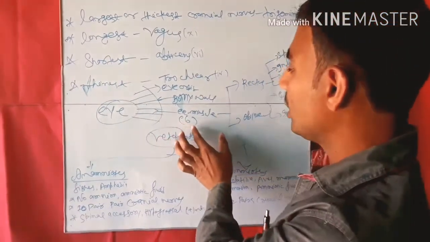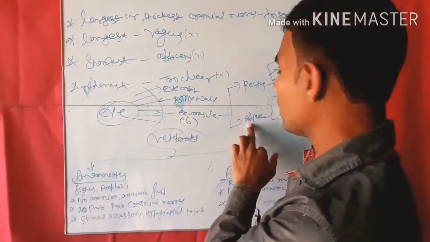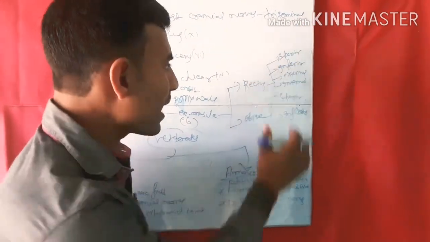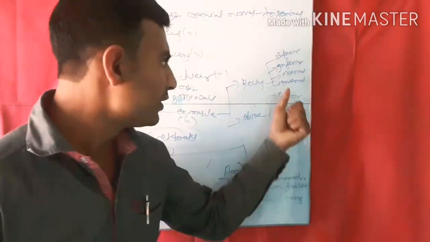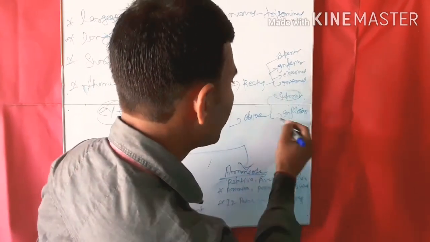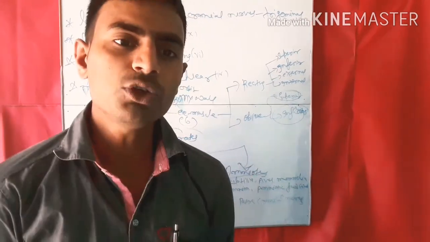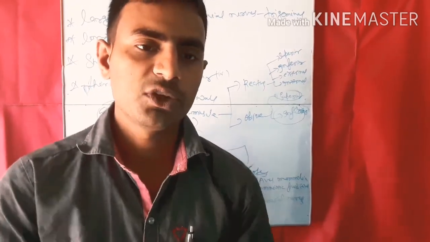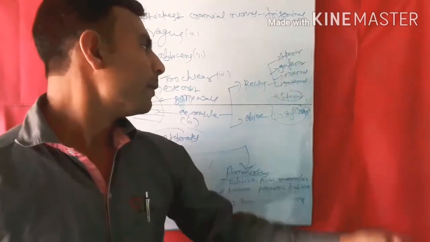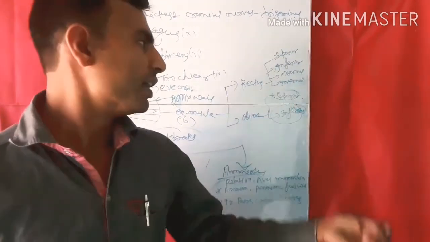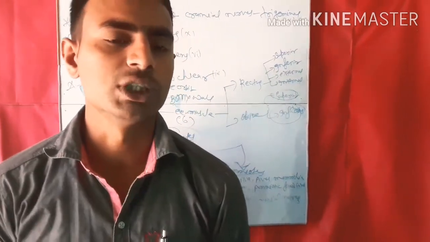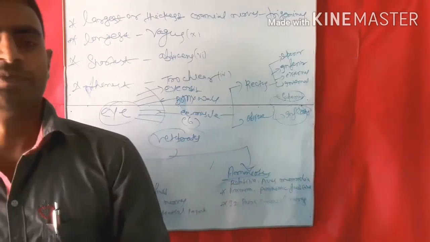Here we are dividing the eye muscles into two types, rectus and oblique. Rectus are four: superior rectus, inferior rectus, external rectus and internal rectus. And two oblique, superior and inferior. In this way six muscles are present in our eye: superior rectus, inferior rectus, external rectus, internal rectus, superior oblique, inferior oblique.